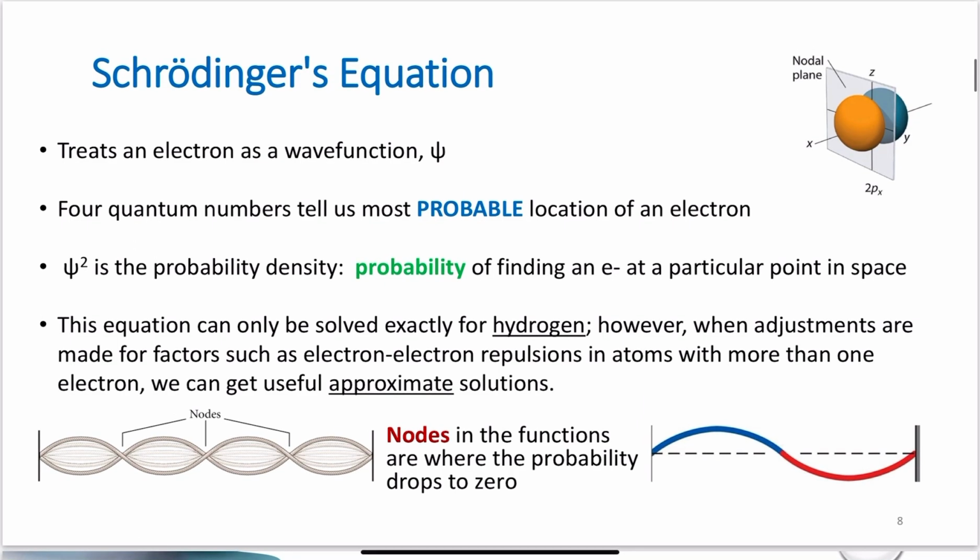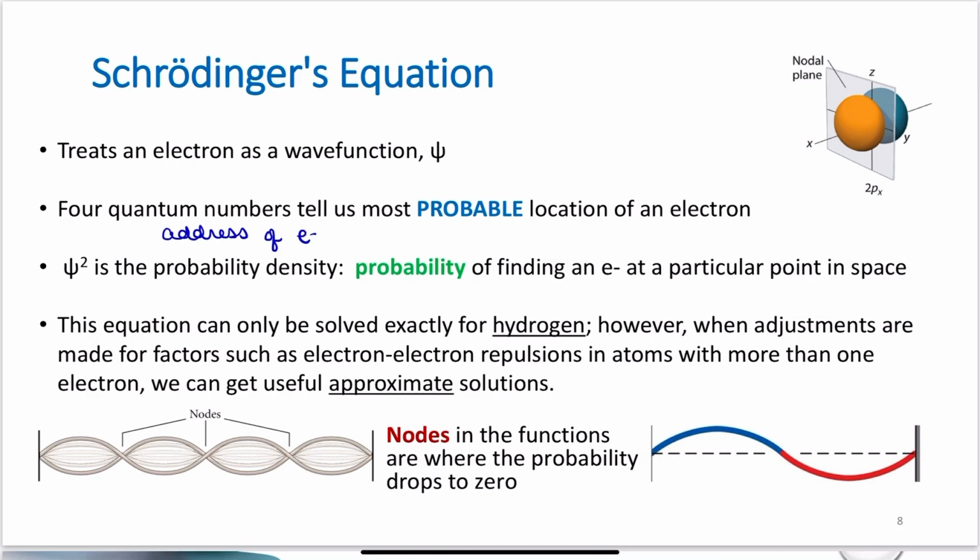So with Schrödinger's equation, we treat electrons as a wave function. There are 4 quantum numbers that tell us the most probable location of an electron. It's like the address of the electron, where we get the state, the city, the street number, the house number. It's telling us where it thinks the electron resides. The wave function is psi. Psi squared is probability density, the probability of finding an electron at a particular point in space.